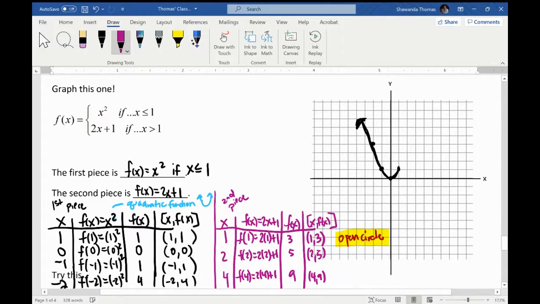So we're going to plot 1, 3. If I'm at the origin, where would I go to plot 1, 3? To the right 1, up 3. Yep. And keeping in mind, what can't we forget for this one? It's an open circle. Very good. Open circle.